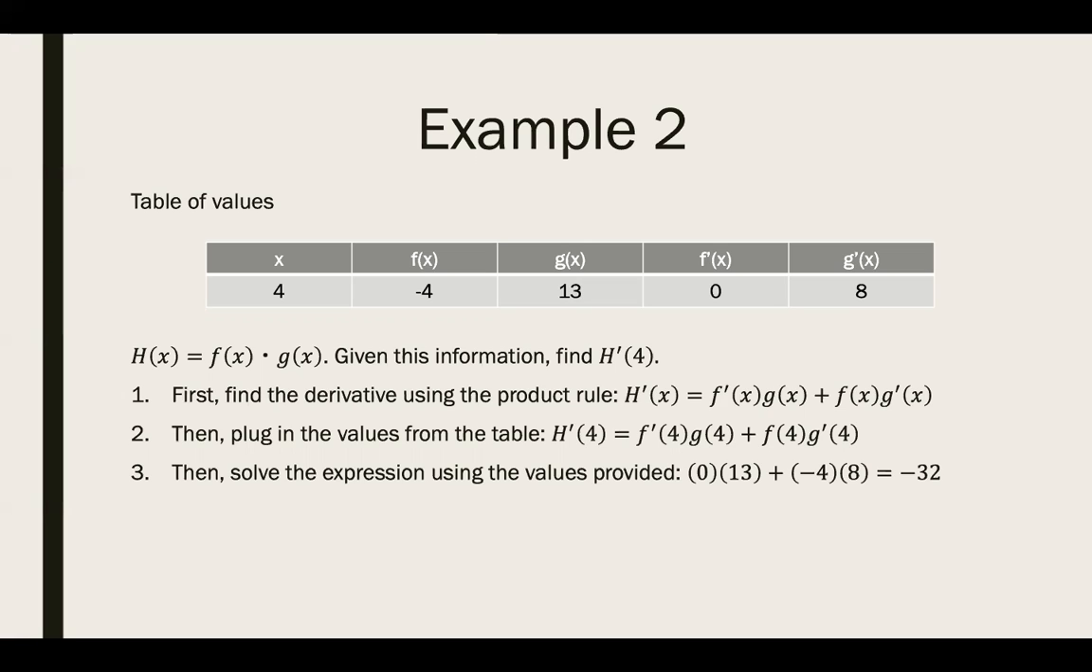Finally, you're going to plug in all those values that are given from the table. So f prime of 4 looks like it's going to be 0, and then you have g of 4 is 13, plus f of 4, which is -4, times g prime of 4, which is 8. And once you solve that, you have -32. So that's it for this video. This example that I just showed is something that's very commonly asked, so it's a good thing to remember.